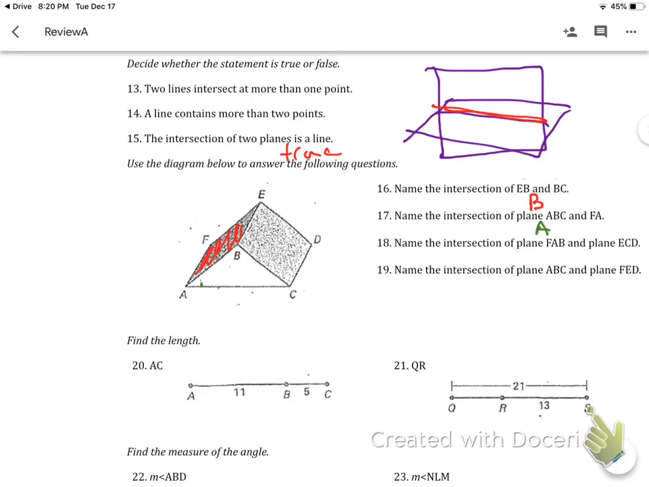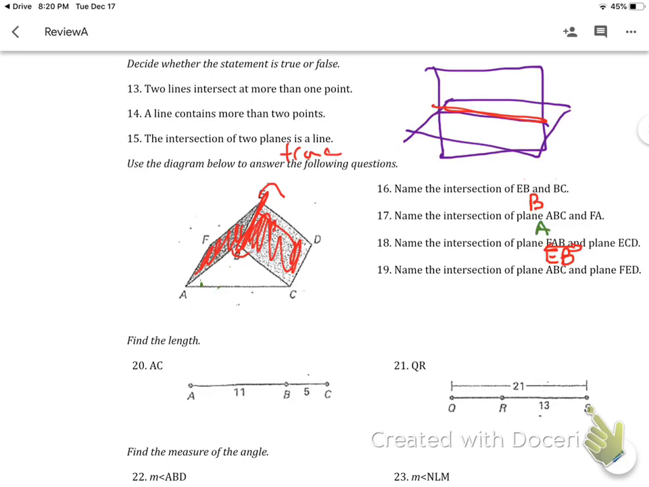So FAB, that's still the red one I have there now, and ECD would be this plane right here. We see that they meet at EB, that line right at the top. Right here is where those two planes intersect. It's like where the two parts of your roof meet.